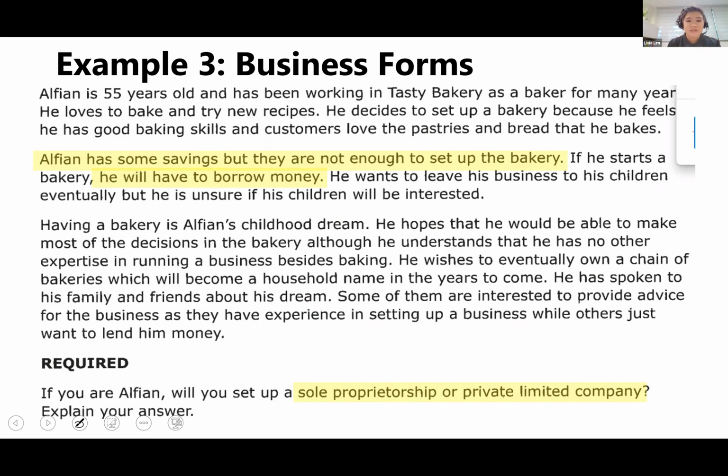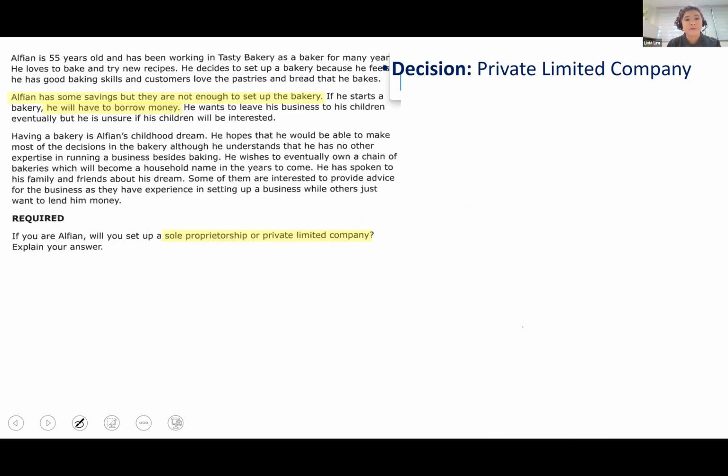So what decision would you make? Would it be a sole proprietorship or private limited? If you do not have enough money and you have to borrow money, or if you have to ask other people to invest in you, then more likely than not, right, you will have to set up a private limited company. So how would I write my answer? So number one, my decision, say it, private limited company, 1 mark.